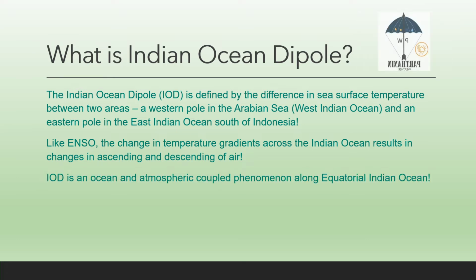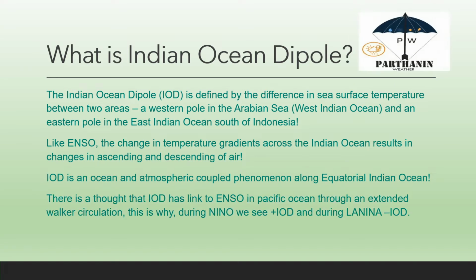The Indian Ocean dipole is an ocean and atmospheric coupled phenomenon along the equatorial Indian Ocean. Generally, there is a thought that IOD is linked to ENSO in the Pacific Ocean through an extended water circulation. This is why during El Nino we see positive IOD and during La Nina we see negative IOD.